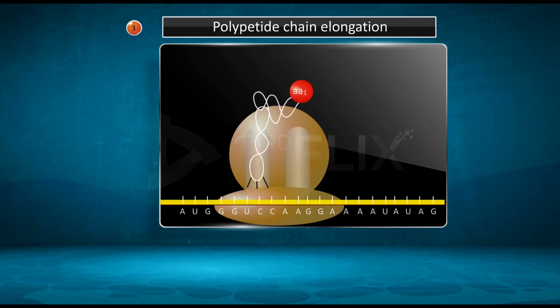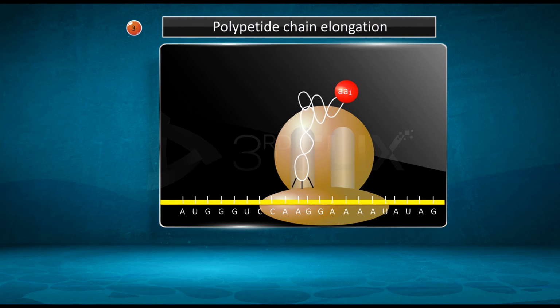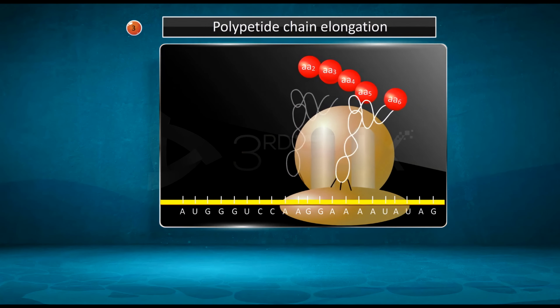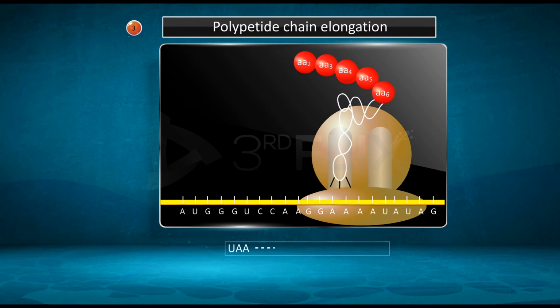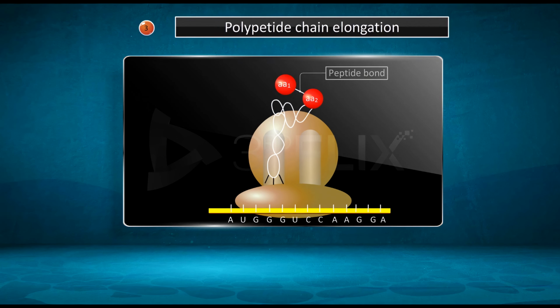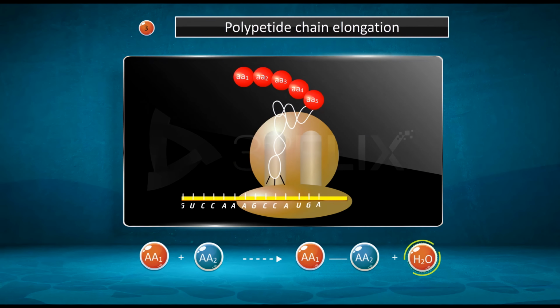Polypeptide chain elongation. The ribosome moves along the mRNA one codon at a time. From the initiation codon, adding amino acids occurs with the establishment of peptide bonds in the direction 5' to 3' till the termination codon. A peptide bond is created between formyl-methionine at the P site and the second amino acid, AA2, at the A site, releasing 1 water molecule.